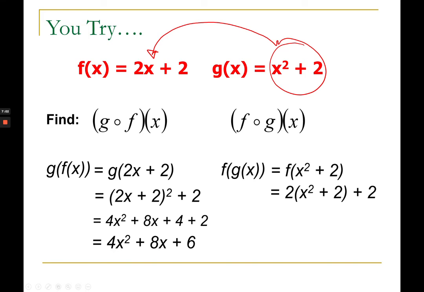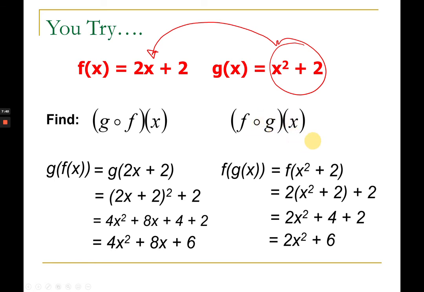This will be a little easier because unlike your g of f of x, you are going to square a binomial. Here you just perform distributive property. You have 2x squared plus 4, and then copy 2, and then add 4 plus 2, 6, and it's done. Okay, so obviously again they don't have the same answer. So your g composed with f of x most of the time will not have the same answer with the switch, which is f composed with g of x.